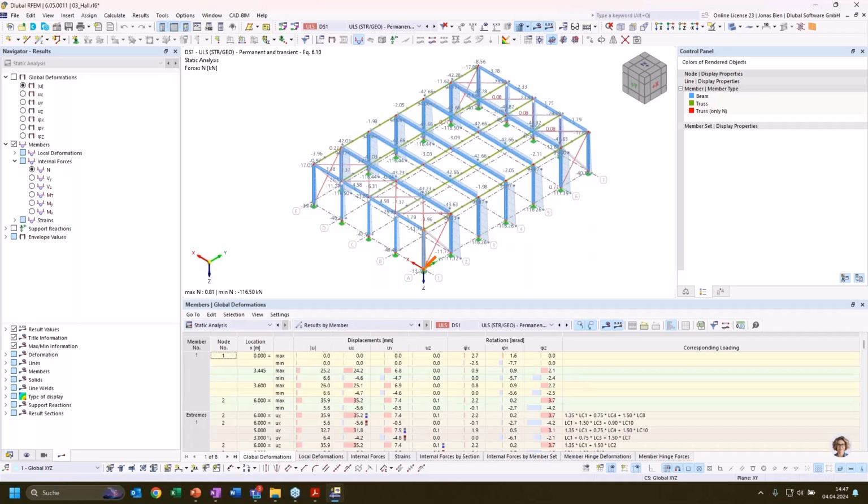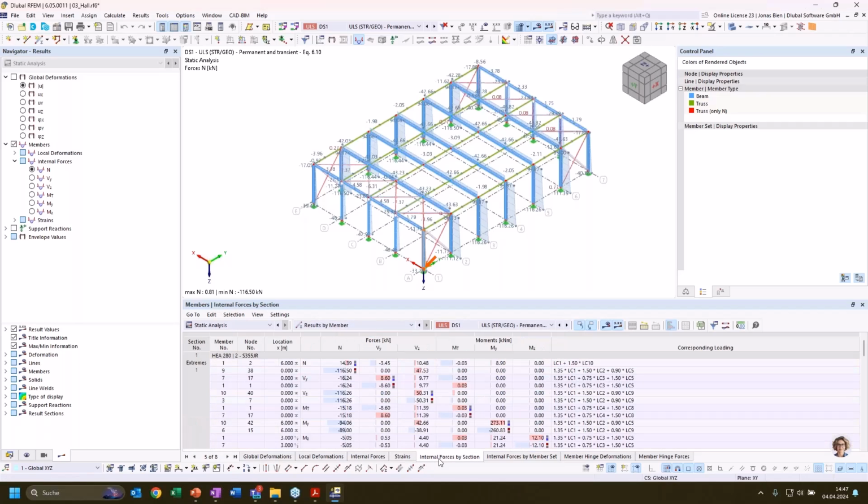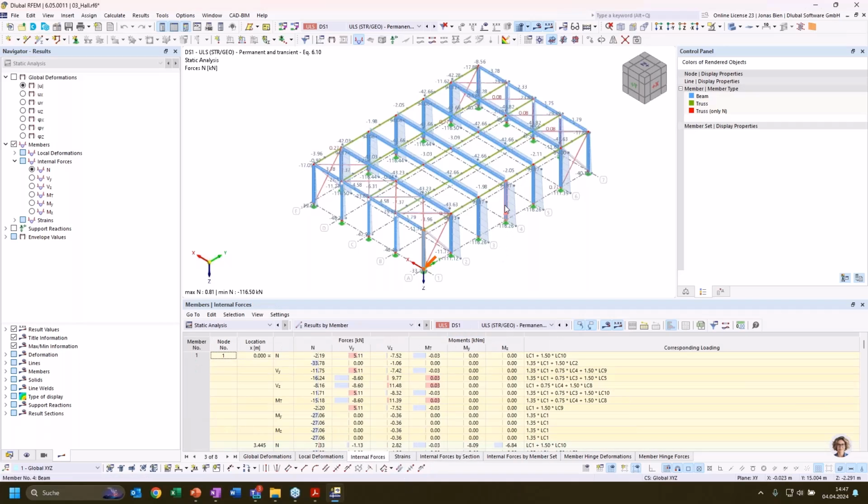And I can find those if I go to the static analysis results for this design situation, go to results by members, internal forces, and then let's stick to this middle column here. I would click the column and I get in this result combination all extreme internal forces for this member. So for example, I get the combination of internal forces with the highest axial load, including the sign, and the lowest axial load. And the same would be printed out for the highest shear force in Y direction, highest shear force in Z direction, lowest shear force, and so on.